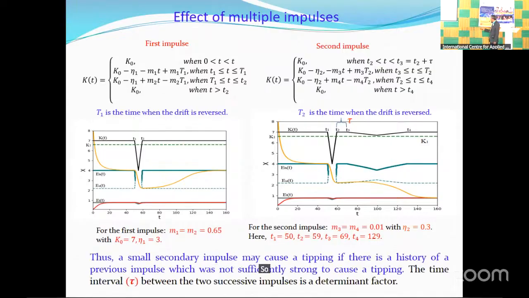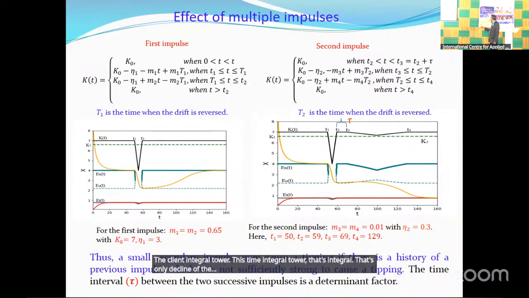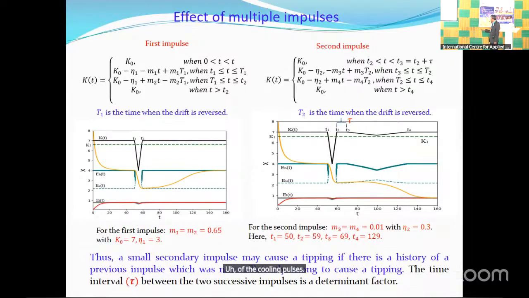So thus, a small secondary impulse may cause a tipping if there is a history of the previous impulse, which was not sufficiently strong to cause it. The time interval tau, that is the time between the two successive impulses, is a determinant.